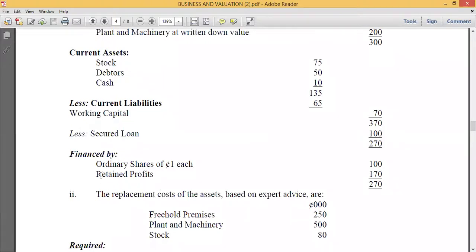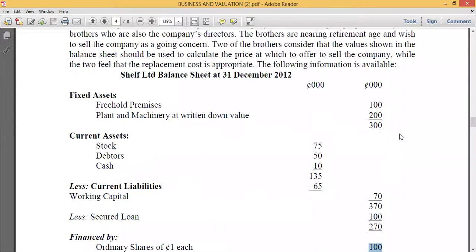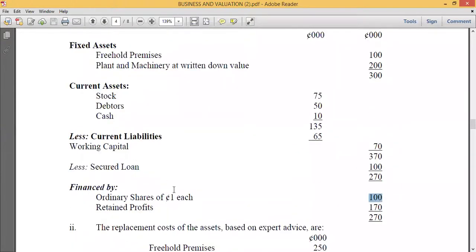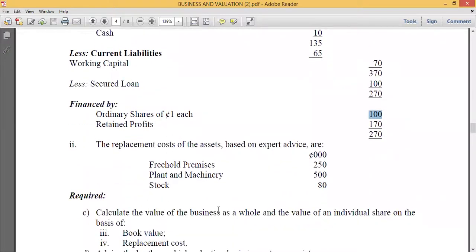Now, have you seen the ordinary share? It's one Ghana cedi each. So how many shares do they have? You can tell me. So they have 100,000 value. The share is one Ghana cedi each, so they have 100,000 shares. So divide this one by one, right? Take note how we did it under the ratios. So please take note.